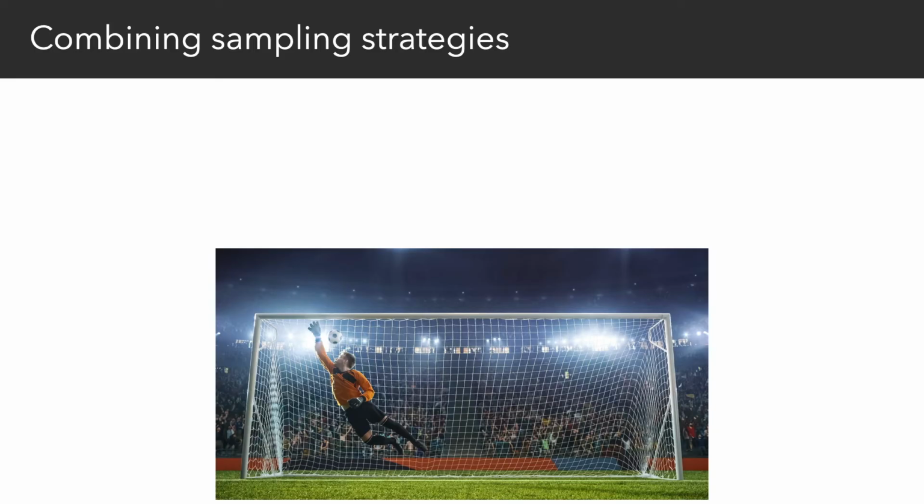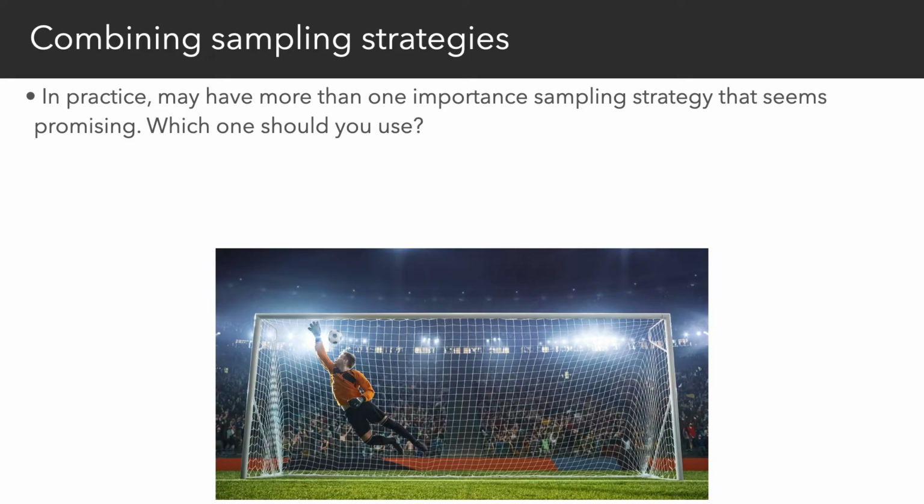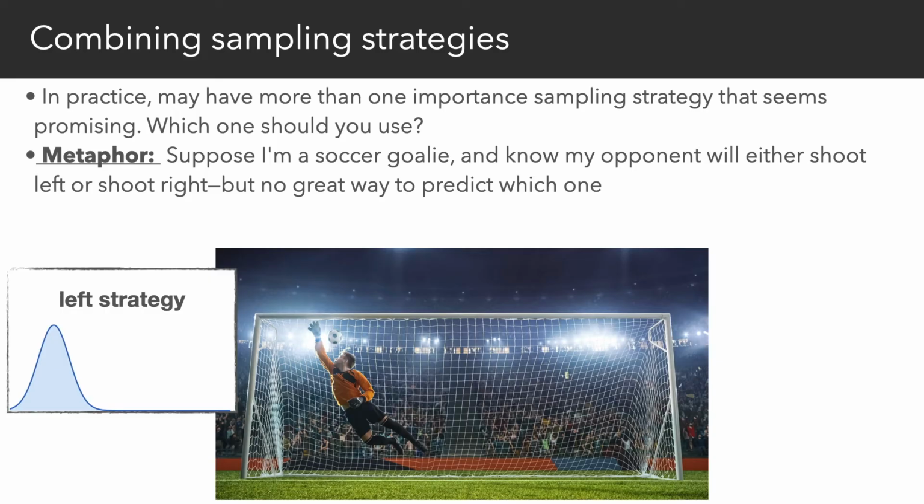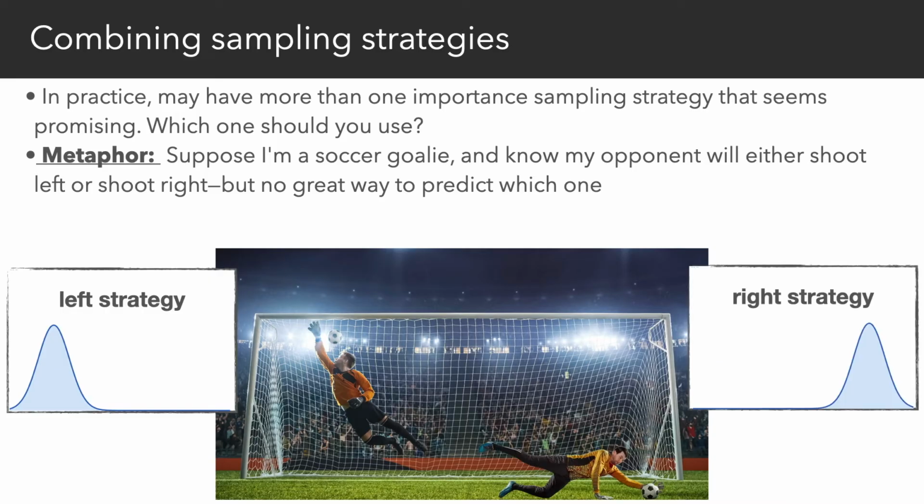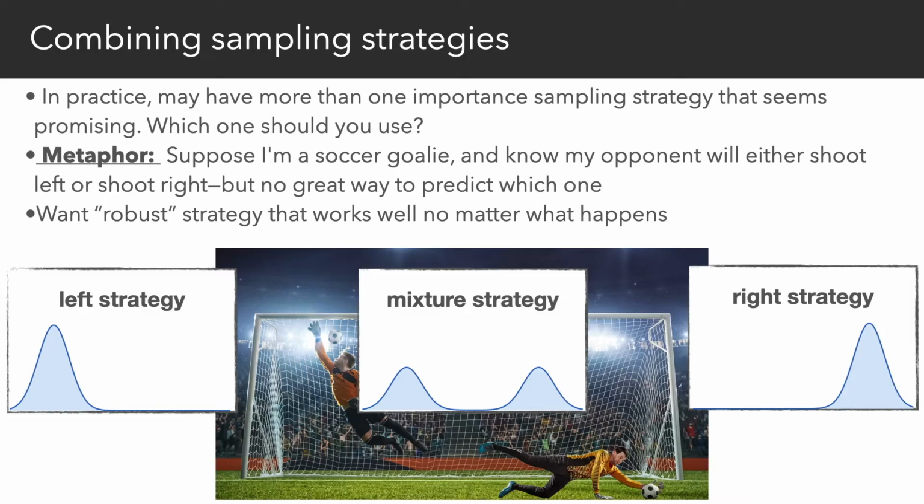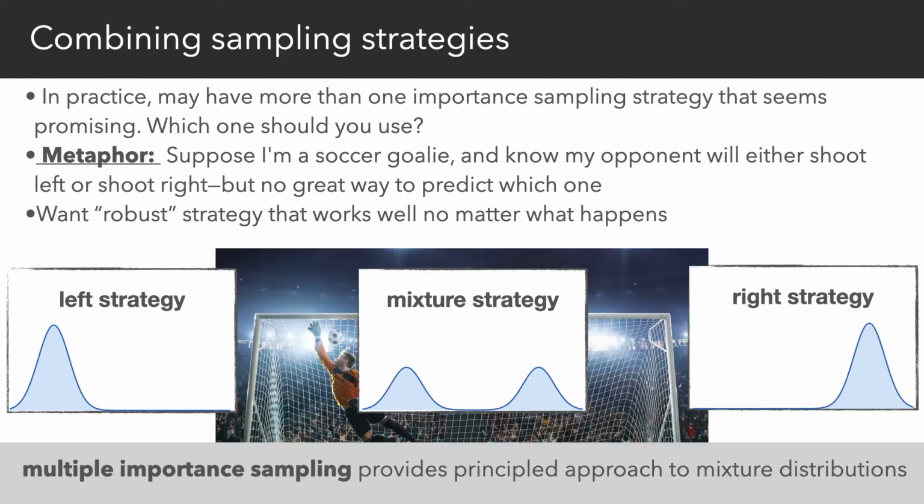Finally, we often have several sampling strategies we want to use, perhaps one for the source and another for the Green's function. So how do we decide which to pick? Suppose that you're a goalie and you have to decide whether to jump left, which is one sampling strategy, or jump right, another sampling strategy. In these cases, it's often best to use a mixture of the two strategies, where roughly half of the time you go left and the other half of the time you go right. These mixtures are a simple case of multiple importance sampling, which provides a principled approach to building good mixtures and efficiently sampling them.